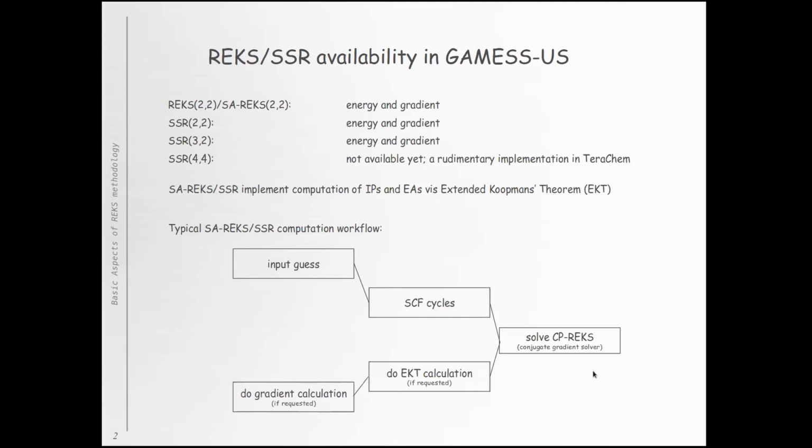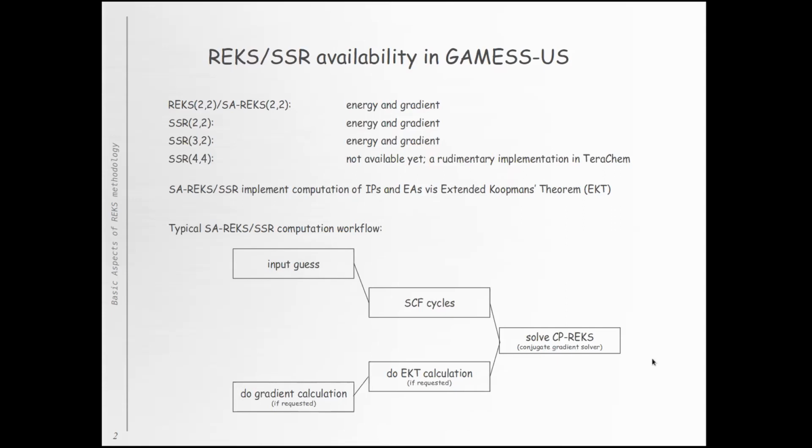If you request gradient or extended Koopmans' theorem or relaxed density matrix, then the coupled perturbed REKS equations will be solved. After that, the further calculations pertaining to the gradient calculation or the EKT will follow. So basically, you start from a proper initial guess, then do SCF cycles, and then everything else will follow.